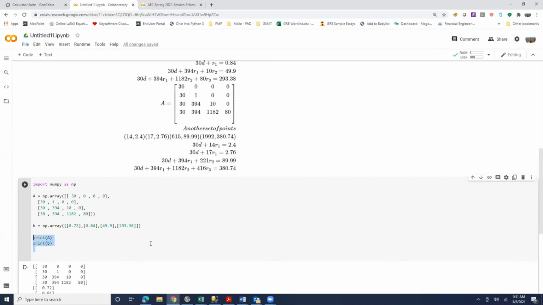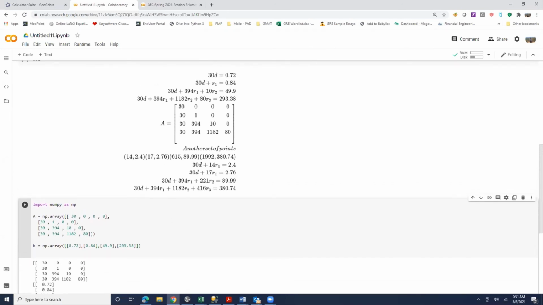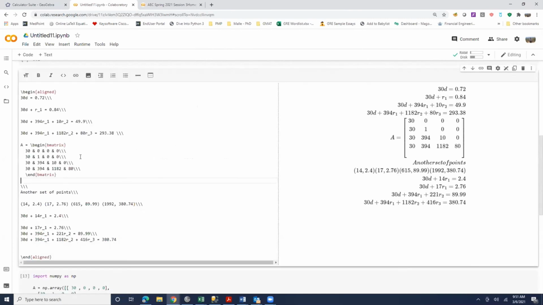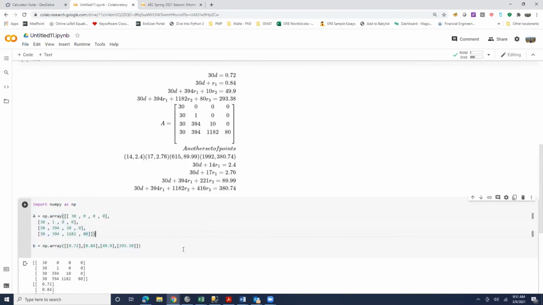Okay, so now how do you solve this? What is B doing? B is like the cost. So these are the costs, right? 0.8, 0.72, 0.84, 0.9, 49.9. Those are the costs for various points. So now how do you solve this? Okay, inverse of the coefficient matrix. How do you calculate the inverse of the coefficient matrix?